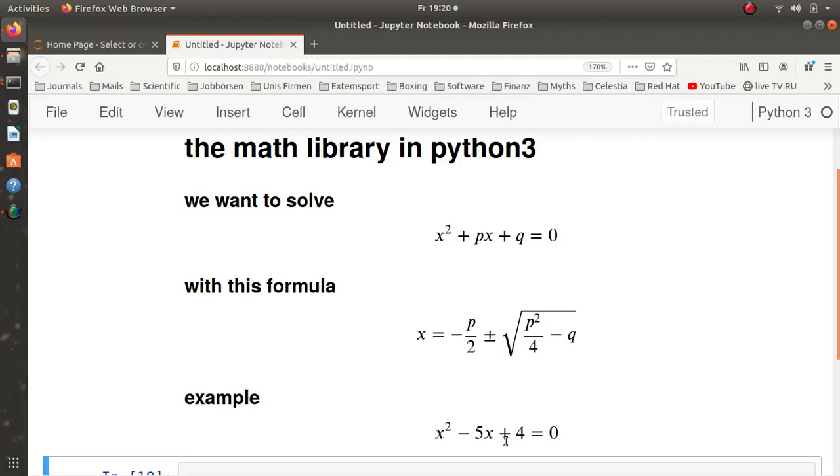As a very easy example, I just chose x squared minus 5x plus 4 equals 0 with the solutions 1 and 4, which can be very quickly checked via Vieta, because 1 times 4 equals 4 and 1 plus 4 equals 5, and if you change the sign you get minus 5, which proves that it is a solution. But how Vieta works I will maybe show you in another video.